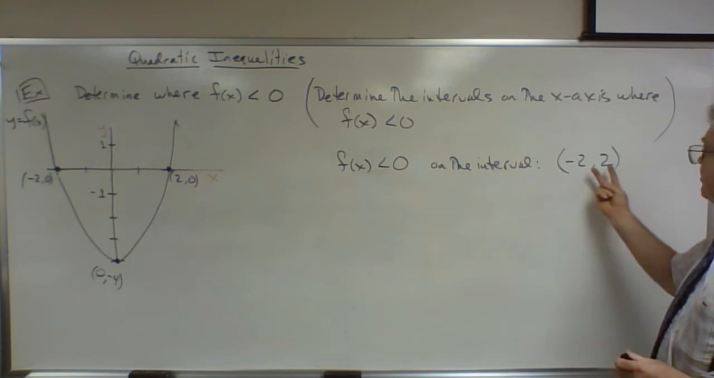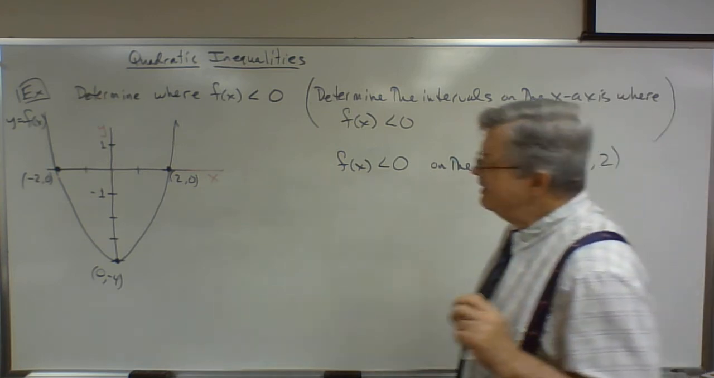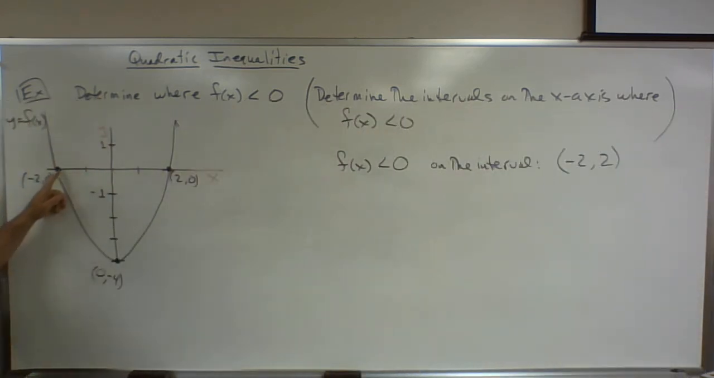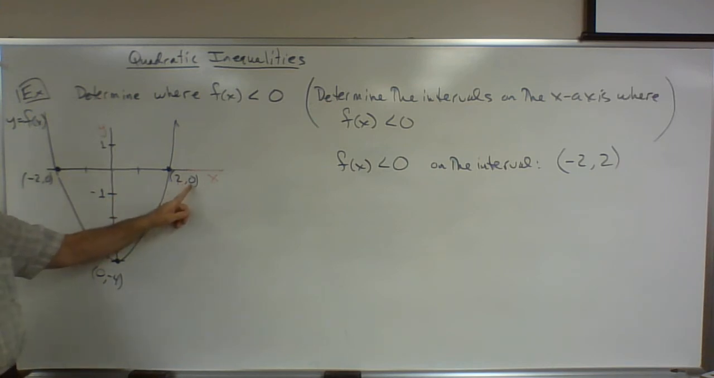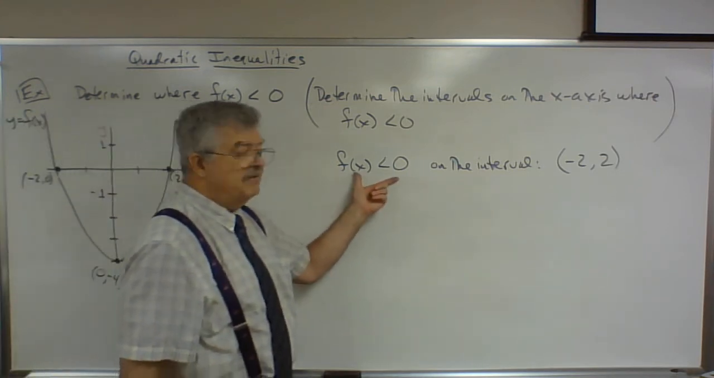And notice this is an open interval. I didn't include the endpoints. And the reason I didn't include the endpoints is because the endpoints are right here on the x-axis. And when x is negative 2, y is 0, right? So when x is negative 2, y isn't negative, y is 0. And when x is positive 2, y or f of x isn't negative, f of x is 0. So I don't include negative 2 and positive 2 among those x values that make the function negative.